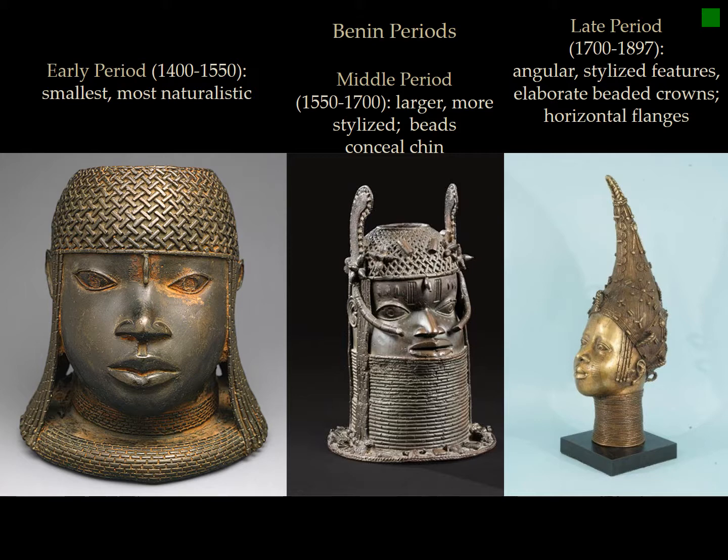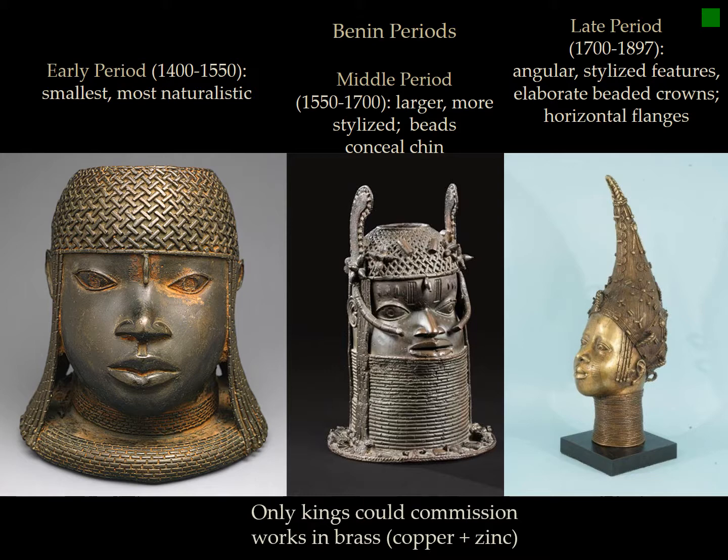Finally, in the late period, from 1700 to 1897, we have an angular stylized form of features with an elaborate beaded crown and horizontal phalanges that flank it. So we find that we are going to move further and further to a stylized approach to portraiture. Only kings could actually commission these works in brass, which is a mixture of copper and zinc in this alloy.